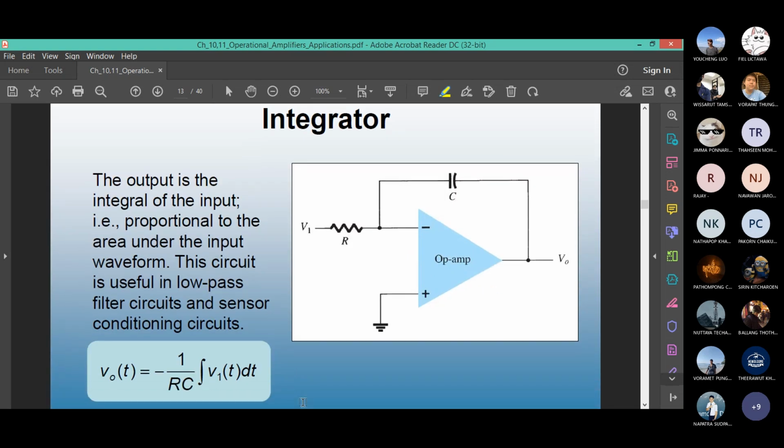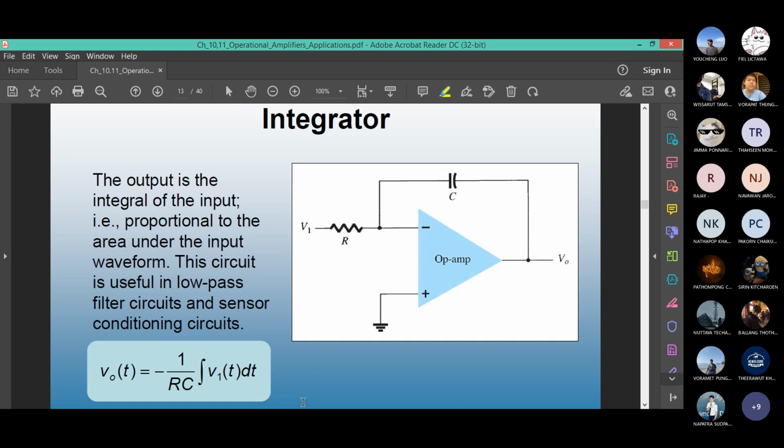Integrator. An integrator is an op-amp where on the input side you have a resistor and on the output side you have a capacitor. It is also part of a filtering circuit. You can use low pass, high pass with integrator and differentiator. When you have the capacitor as a feedback element and resistor as the input element, the output functions like an integral of the input.